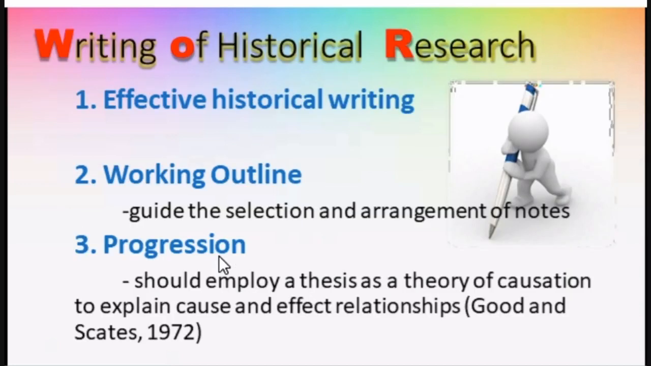So after the criticism part, we are coming to the writing part of historical research. Any research should be written effectively, right? So work out an outline on that, to guide the selection and arrangement of the material. Whatever you have collected, you have to arrange according to the time sequence or whatever it may be. Historical writing should employ a thesis as a theory of causation to explain the cause and effect relationship, right? There should be cause and effect.